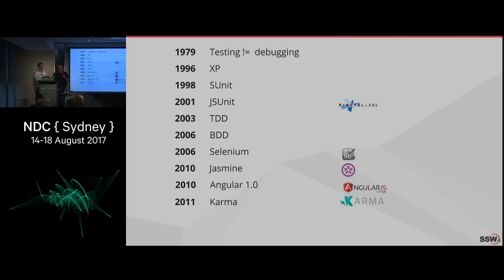In 2011, we got Karma from Google, whose original name was Testacular. And I really wish they'd stuck with that, because I think that's pretty cool. In 2013, we got Protractor for running our Angular end-to-end tests, which uses Selenium under the covers. And in 2016, we got Angular 2.